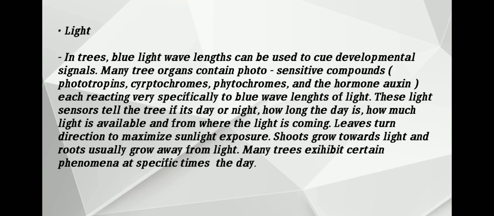Light. In trees, blue light wavelengths can be used to cue developmental signals. Many tree organs contain photosensitive compounds: phototropins, cryptochromes, phytochromes, and the hormone auxin, each reacting very specifically to blue wavelengths of light. These light sensors tell the tree if it's day or night, how long the day is, how much light is available, and from where the light is coming.